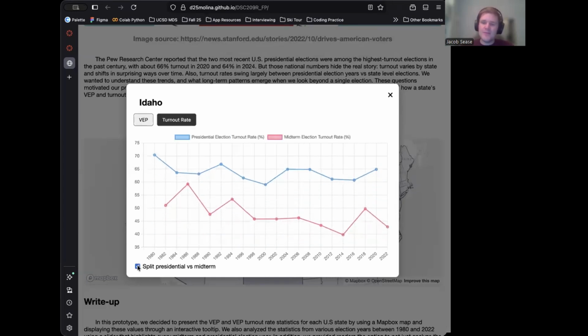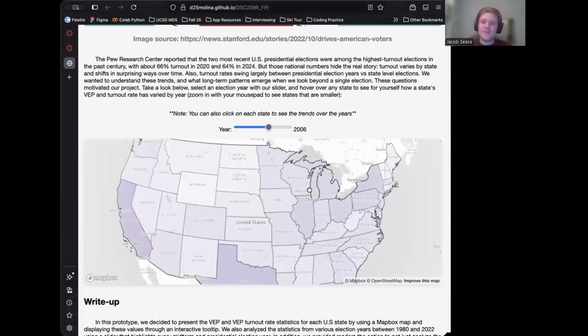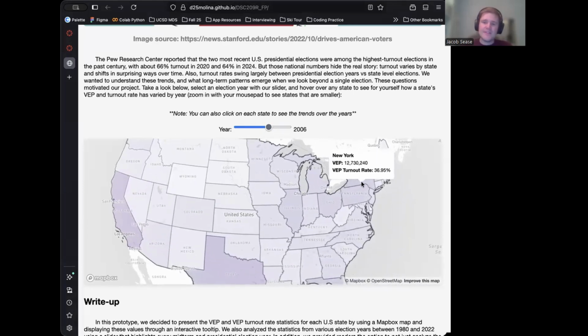The biggest takeaway from our visualization is that population growth and turnout rate do not move together. By pairing a VEP-based map with state-specific line charts, our visualization makes this mismatch visually obvious in a way traditional explanations cannot. Additionally, there are insights to gain at the national level as well as when looking at state-specific VEP trends.